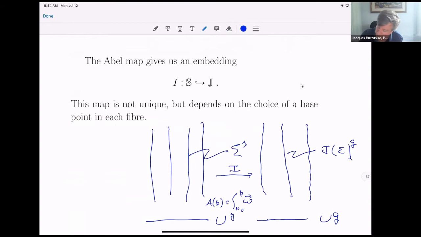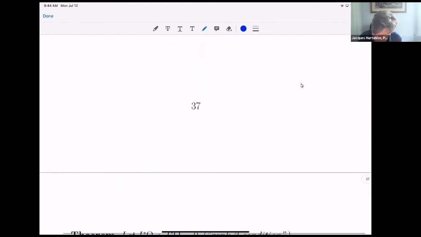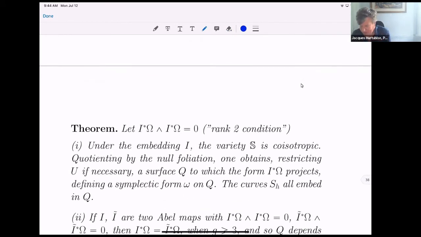Okay, so you've got this map I. You can pull back the form, and again, notice they're full of base point choices here. So it's a bit. But suppose you're lucky, and the form is of minimal rank. So this form is a symplectic form, so its Gth power is non-zero, but its pullback doesn't have to be like that. And so suppose this is minimal rank.